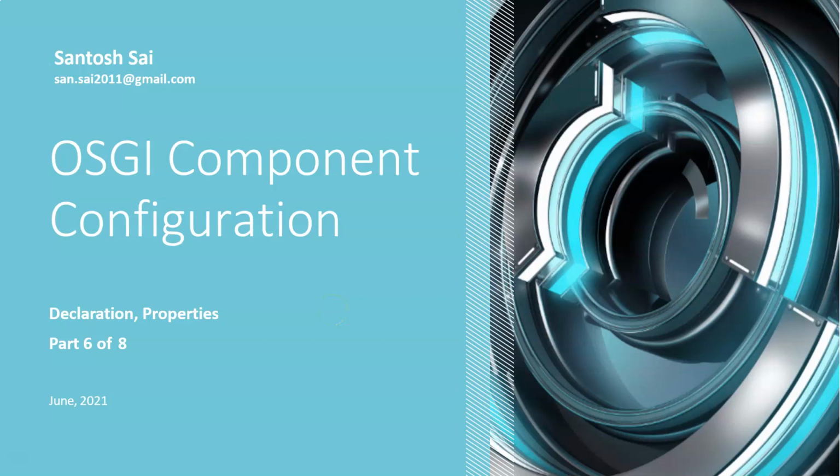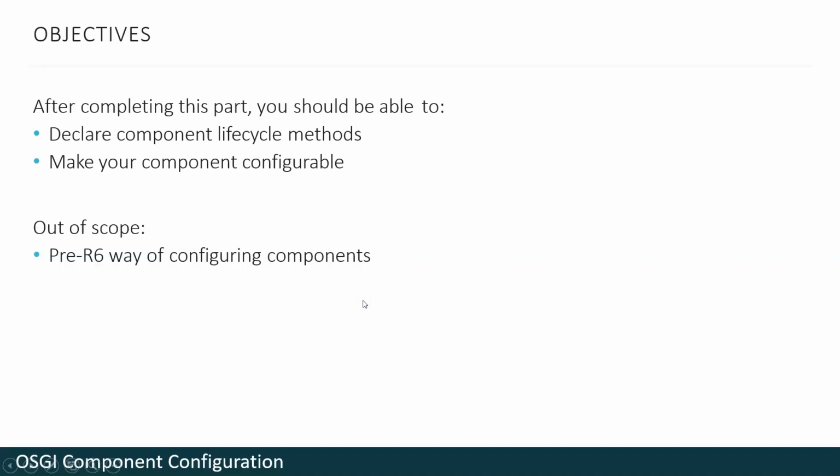Welcome to part 6 of the lecture on OSGI. After listening to this part, you should be able to declare component lifecycle methods and use properties to make your component configurable. And we will not review the older ways of configuring components. If that is what is used in your project, you should better read the documentation.